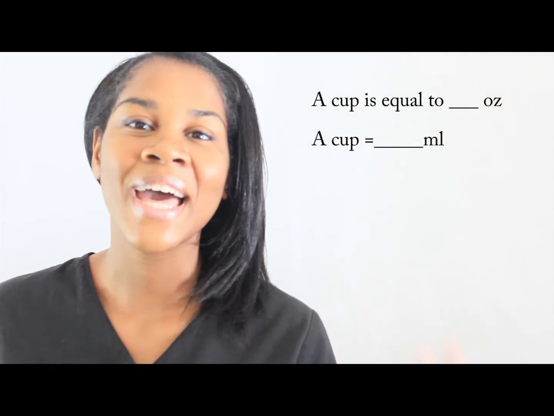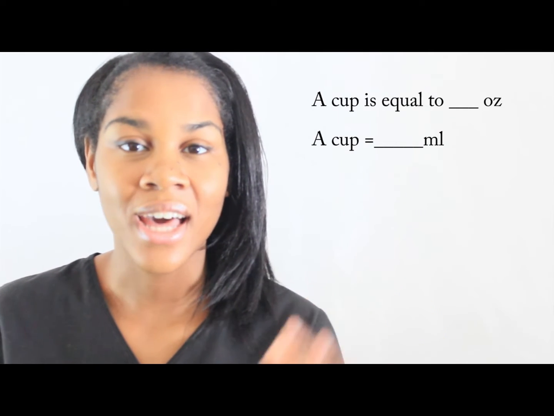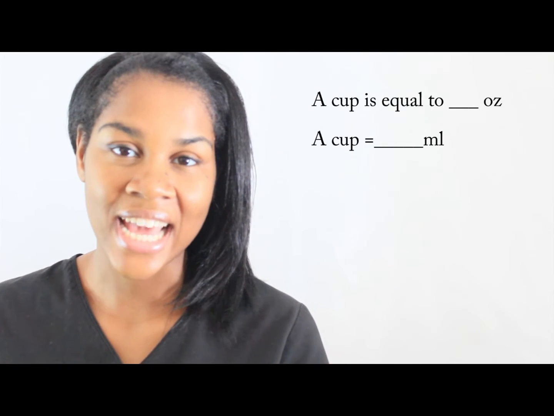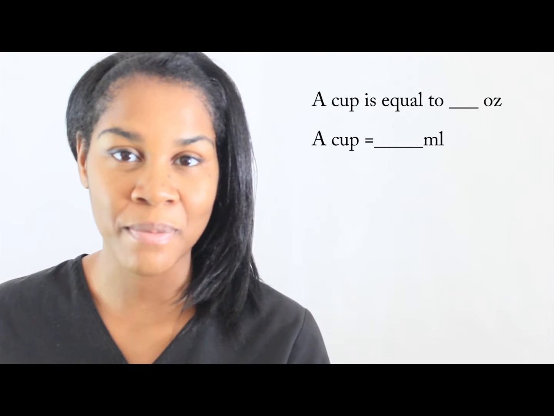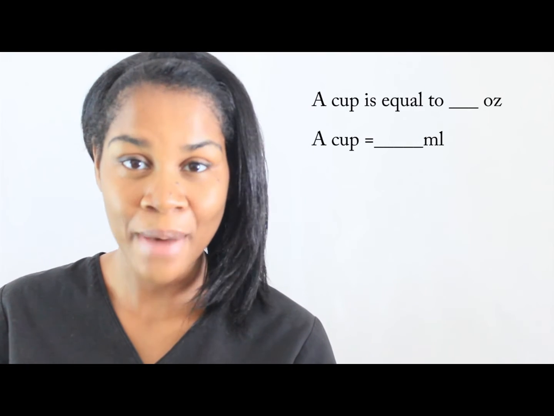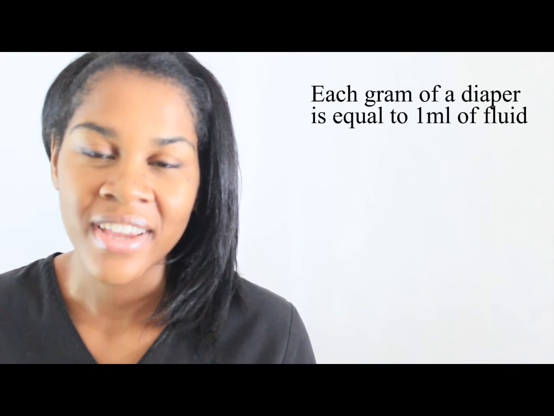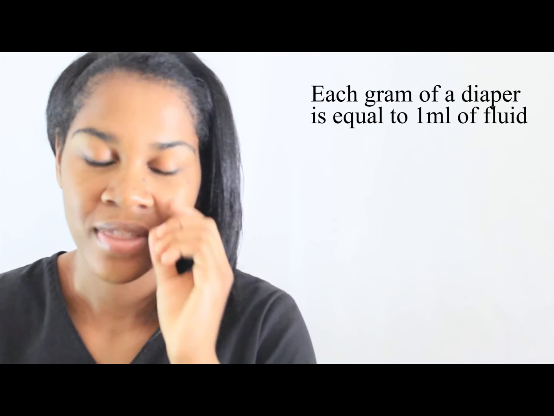Simple. The next one is a cup. A cup is how many ounces? A cup is 8 ounces, and 8 ounces of fluid is 240 milliliters. Good job, guys. Now, a diaper. I said a diaper, and I know you guys were like, how am I supposed to know how much is in a diaper? It's super easy.